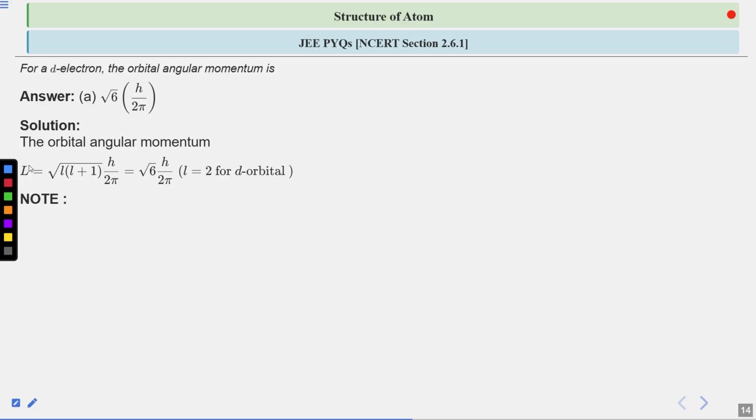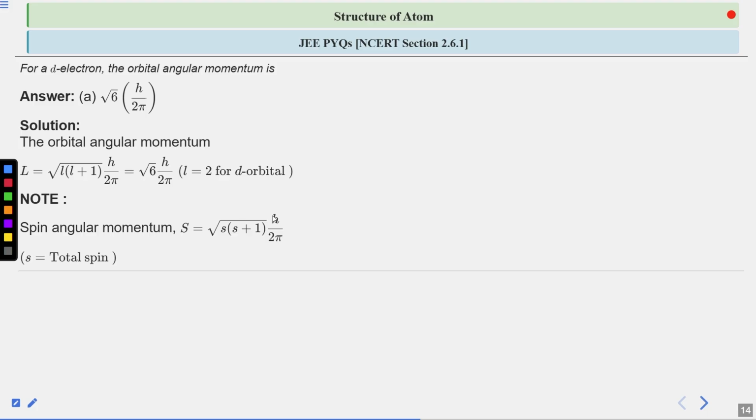Similarly, you can calculate the spin angular momentum also. The formula for the spin angular momentum will be S equals root under s into s plus 1, times h by 2 pi, where s is the total spin.